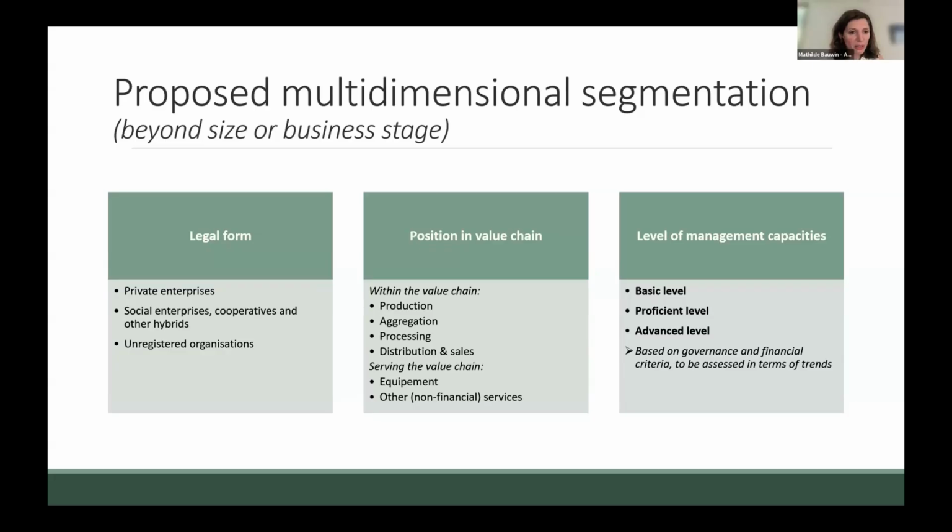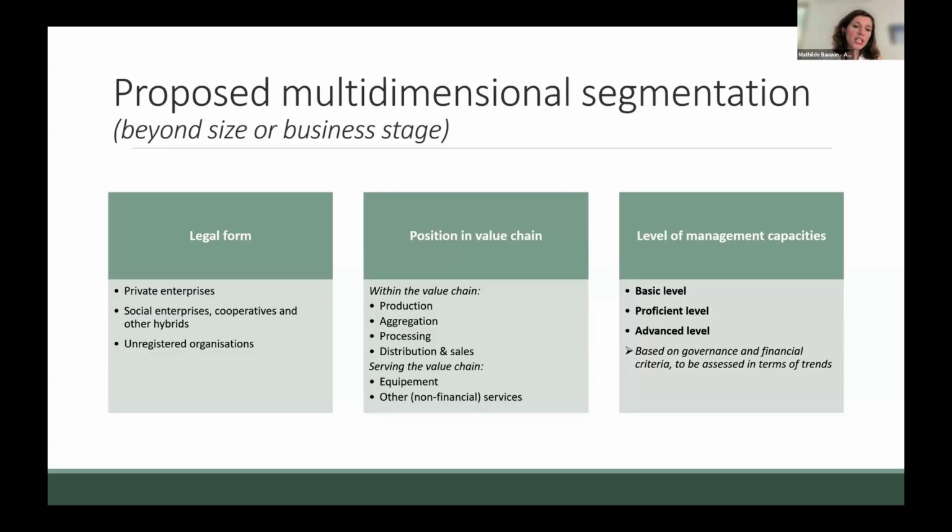First, the legal form of these Agri-SMEs, distinguishing between private enterprises, social enterprises, co-ops, or other hybrid organizations, and unregistered organizations, especially to better identify the needs in terms of governance, in terms of the type of business model to develop or to improve. So this is the first type of criteria. The second one is the position in the value chain of the Agri-SME. So, of course, there are already segmentations proposing or describing the different positions in the value chain. We proposed a simplified one, distinguishing between the organization within the value chain and the organization serving the value chain.